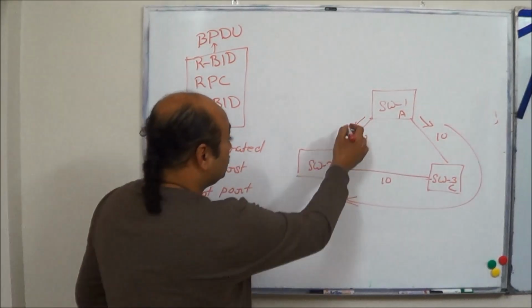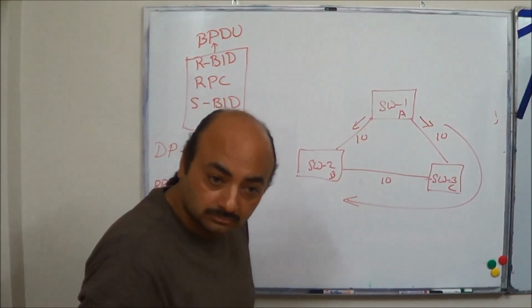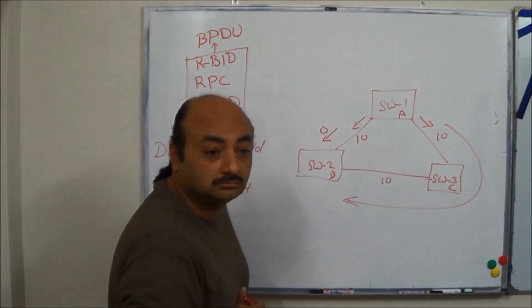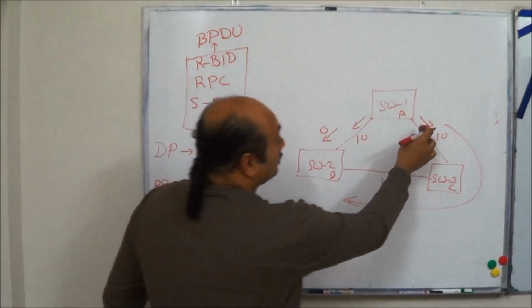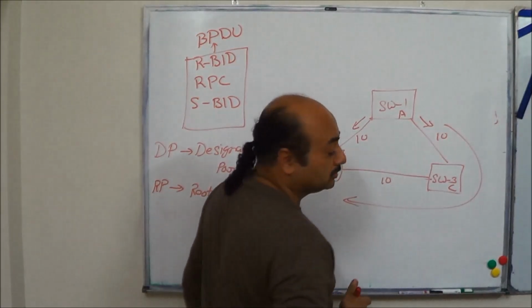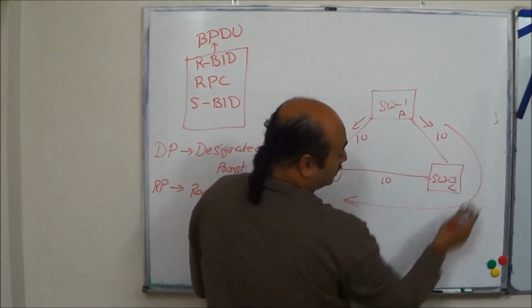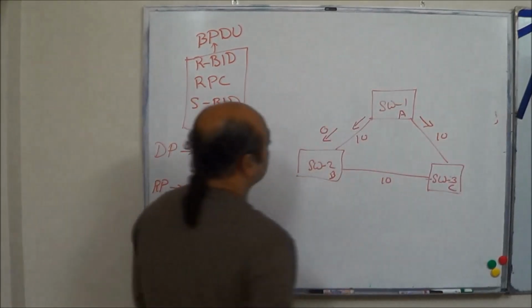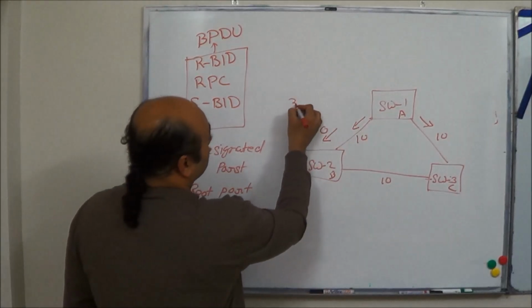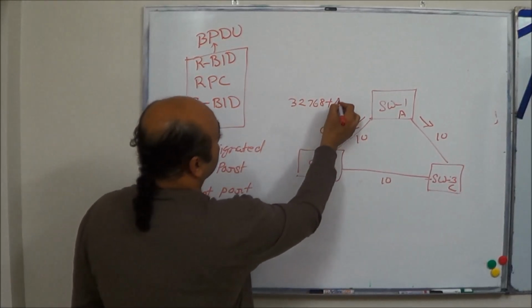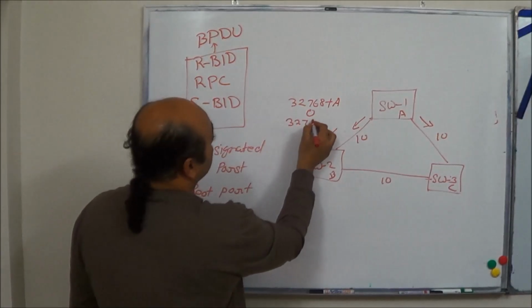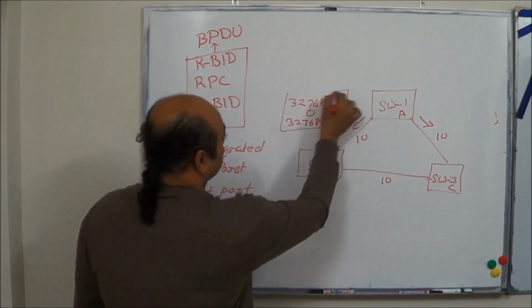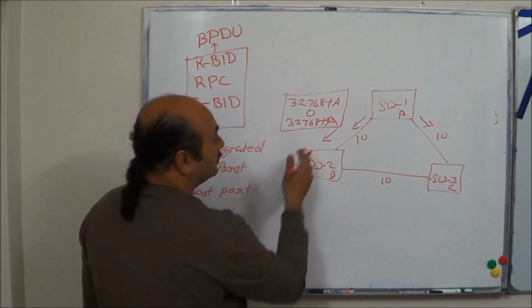Let's see. This one is receiving 0, then adding 10. This one is sending 0, adding 10. Let's walk this step by step. So what is it sending here? 32768 plus A, 0, 32768 plus A. Then 32768 plus A, 0, 32768 plus B. This is what it is sending here. Sorry, A.